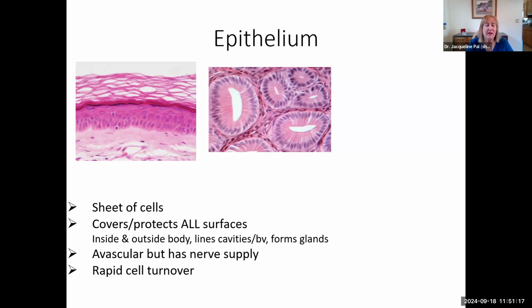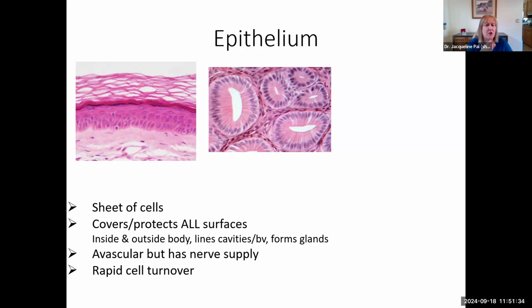The other really cool thing about epithelium is that it has a very rapid cell turnover. It can be as quick as a week. In most places, epithelium turns over in at least 10 days or 2 weeks.